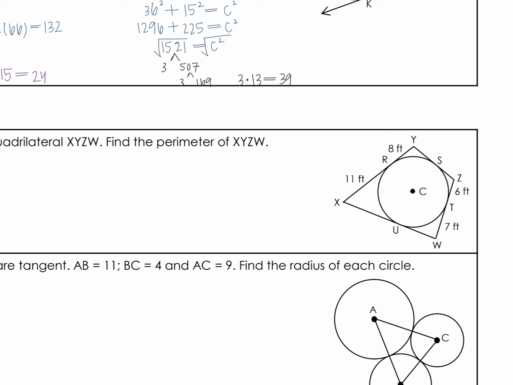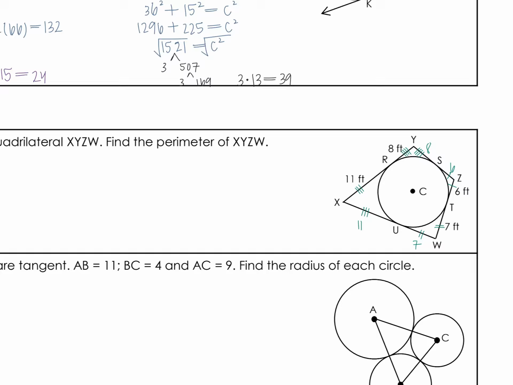Okay, so this is going to go back into that second theorem that we had talked about on the front side, which is telling us that from that same exterior point to a point of tangency, we know that those segments are going to be congruent. So here we can say that this segment is going to have a length of 6. We know that this segment is going to have a length of 7. This 11 can be carried over here to XU. And then that 8 is going to be congruent to this missing segment over here.